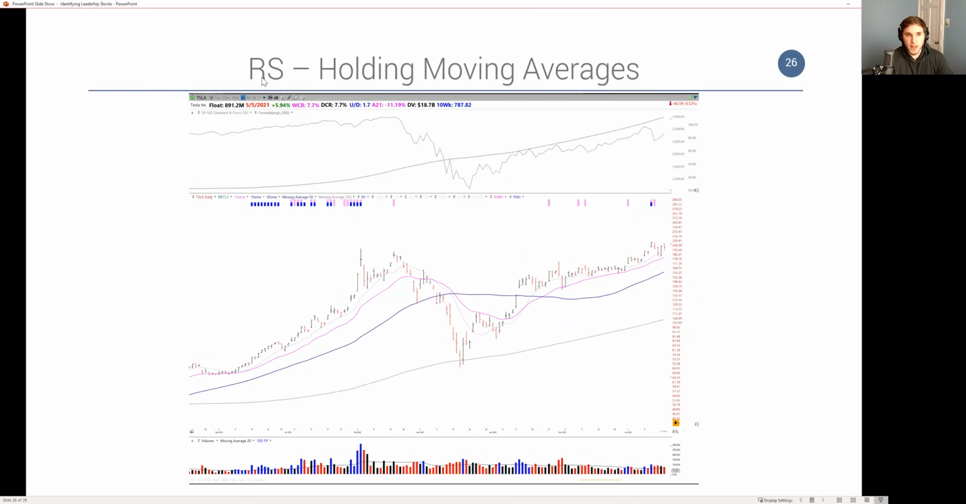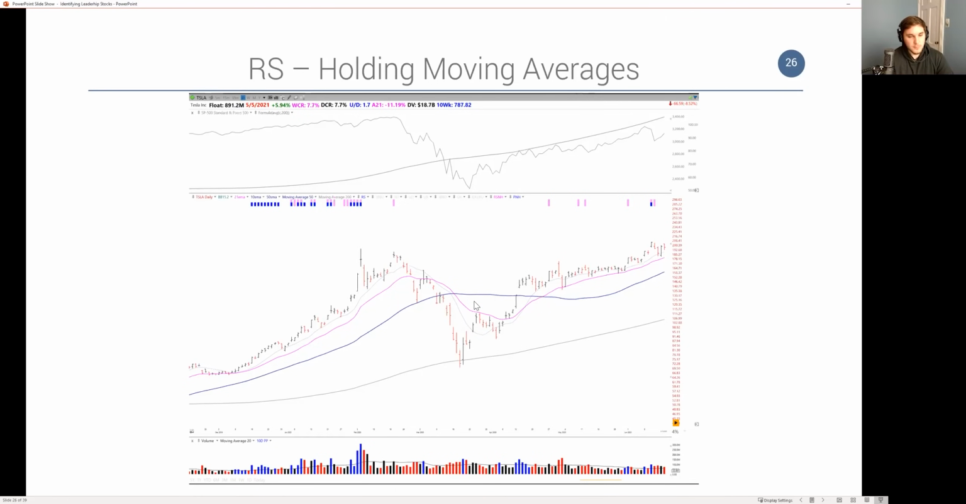And next up, we've got the characteristic of holding moving averages when the market doesn't. So up here, we've got the S&P 500. I've got the 200-day moving average plotted here. You can see it slices right through it and falls another 8%. However, down here, we've got Tesla, and after its monster run, it falls right to the 200-day moving average, and bounces and holds it, clearly showing RS.